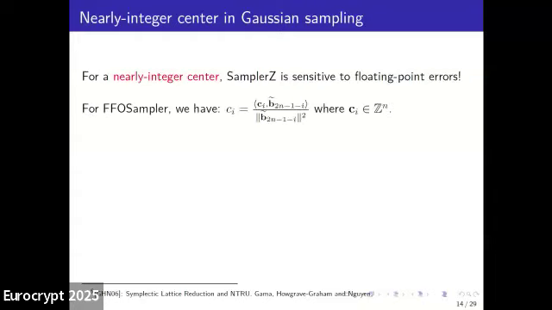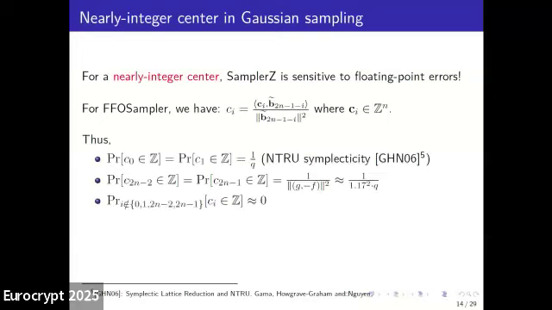For FFSampler, we have the form of the centers c_i like this. The probability that each of the first two centers is an integer is equal to 1 over q due to NTRU simplicity, and the probability that each of the last two centers is an integer is equal to 1 over the square of the norm of the secret key, and the probability that the other centers are integers is approximately equal to 0.